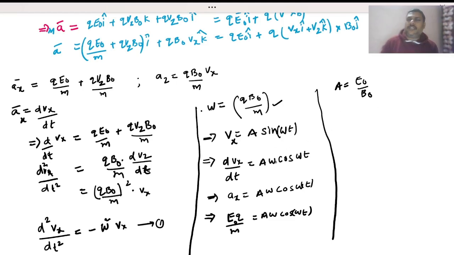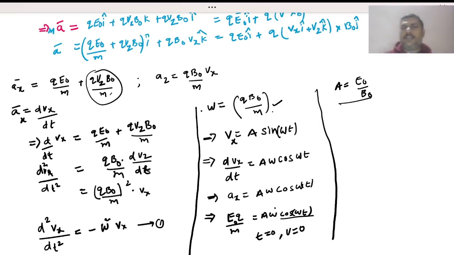Initially, t is equal to 0, so substitute t equal to 0. Then V is equal to 0, and Vz is also 0, so the other terms become 0. Then we substitute: ax equals q E₀ by m, which equals A omega into cos 0, and cos 0 is 1. Therefore A omega, substituting omega equal to B q by m, m gets cancelled, q gets cancelled, and A equals E₀ by B. At t equal to 0, Vz and Vx are also 0, so you get ax equal to E q by m.